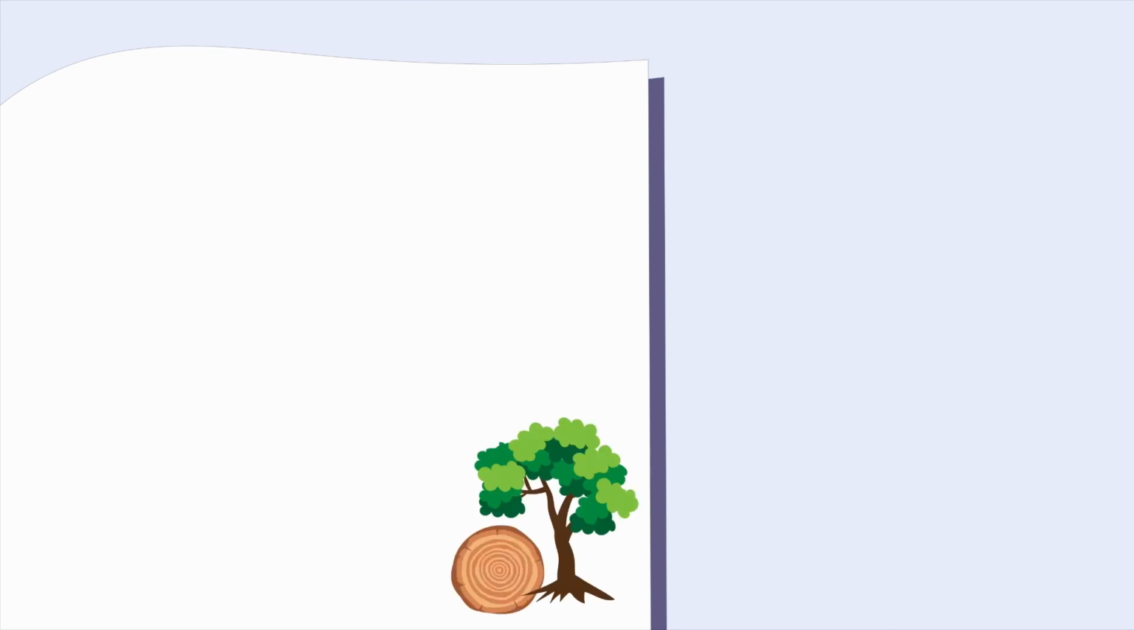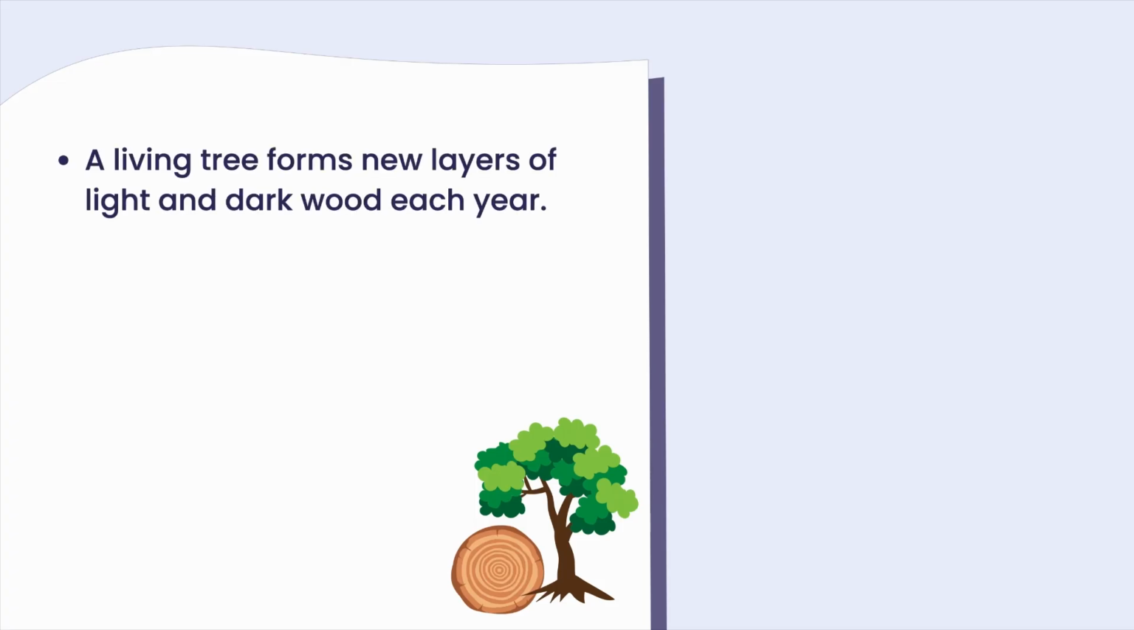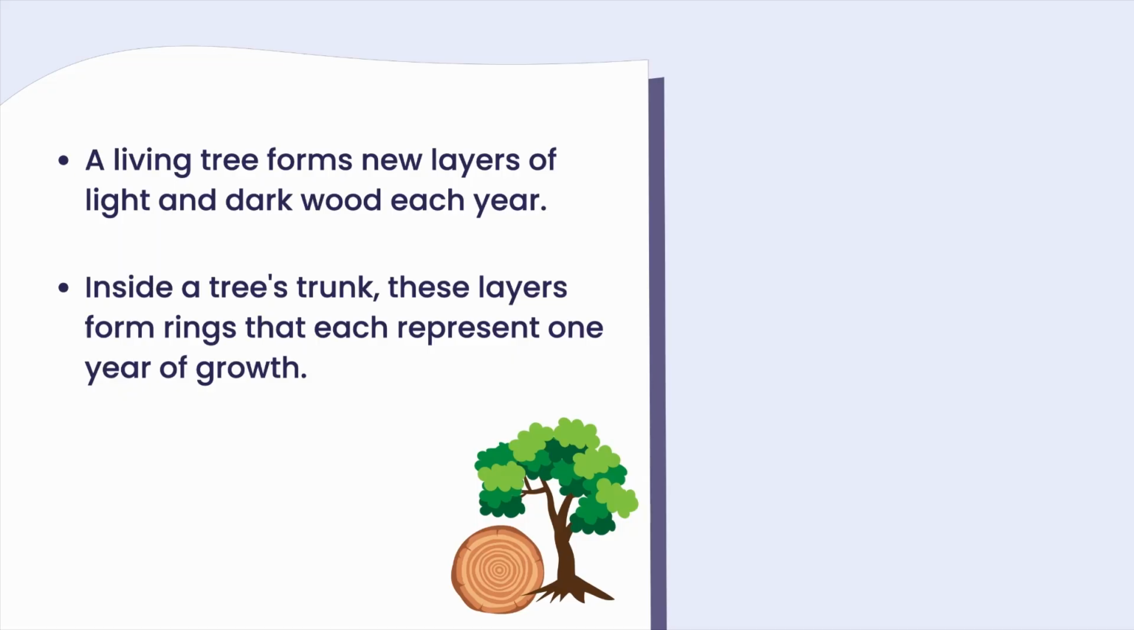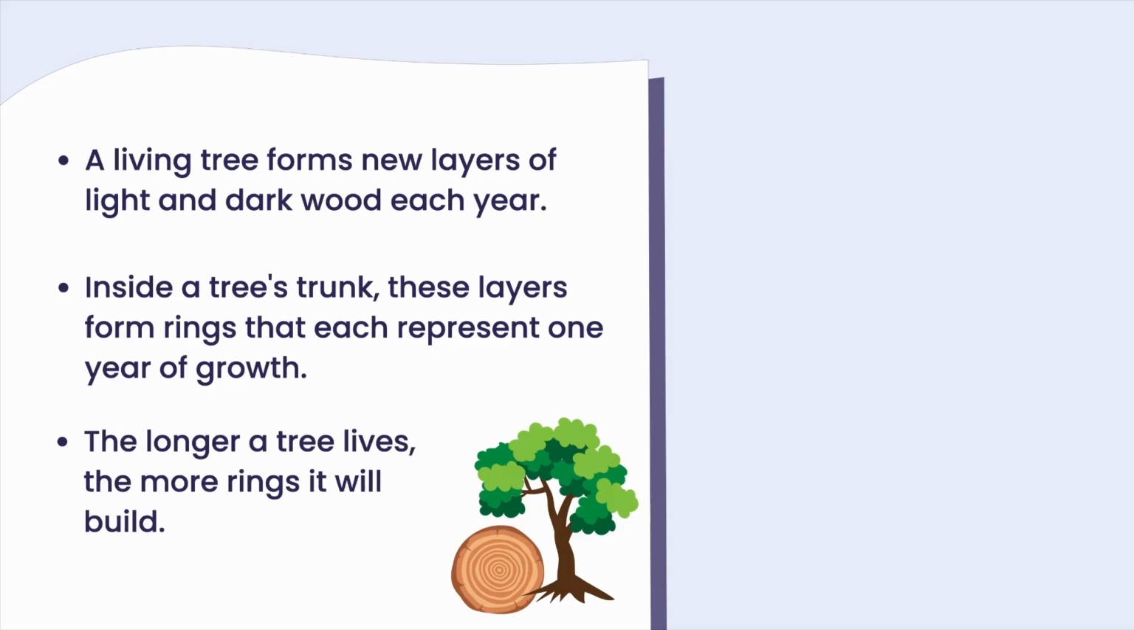Let's imagine we've just read a text in science class that includes the following details. A living tree forms new layers of light and dark wood each year. Inside a tree's trunk, these layers form rings that each represent 1 year of growth. The longer a tree lives, the more rings it will build. All right, let's use these details to determine the main idea.